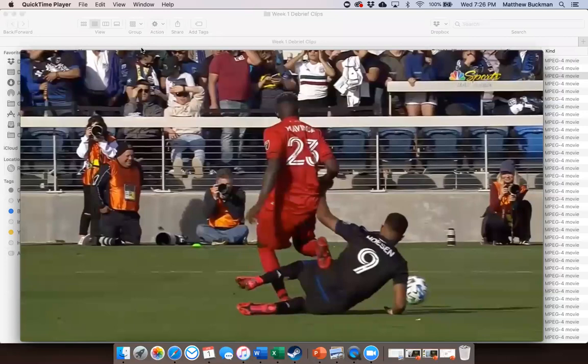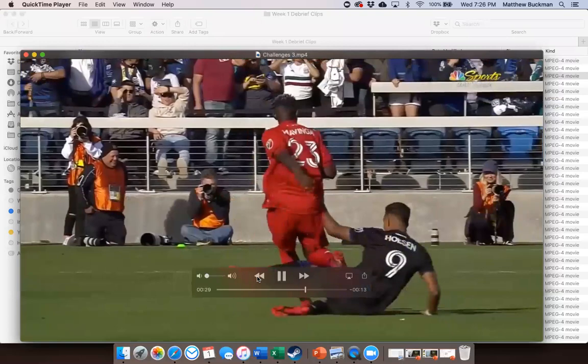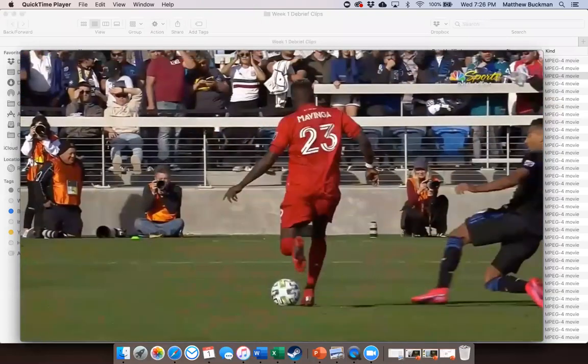The reason that this is not a red card has to do with the mode and the point of contact. So mode, as we talked about, I saw somebody ask here, mode of contact is what the defending player uses to make contact.